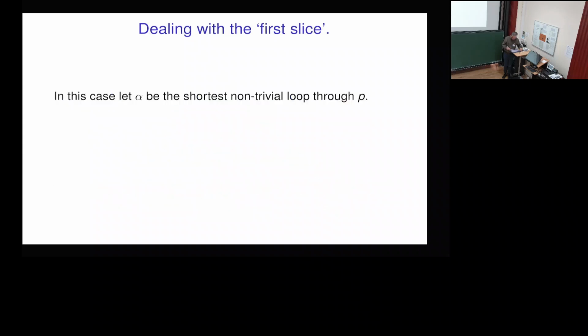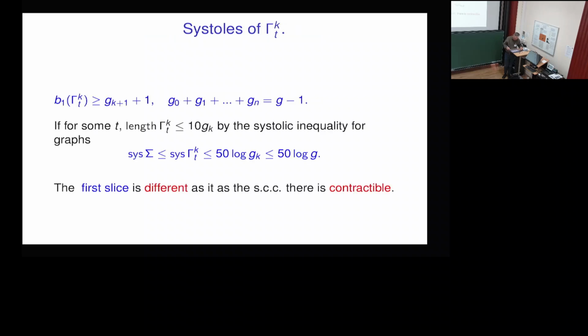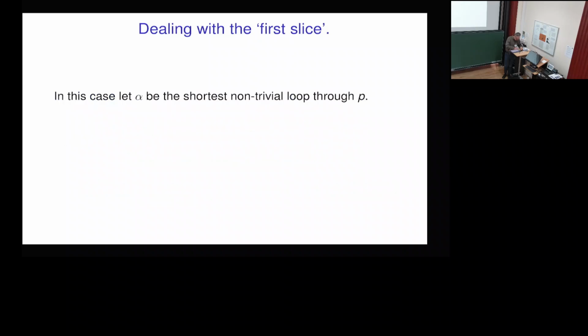Okay, maybe let's see where I do this. So the first slice, as I said, is different because the simple closed curve there is contractible. And why is that? Well, here is my P, right? And this is where I get my first slice. And of course, when I'm below this, I'm contractible. So above that, there are non-contractible curves, but this is contractible.